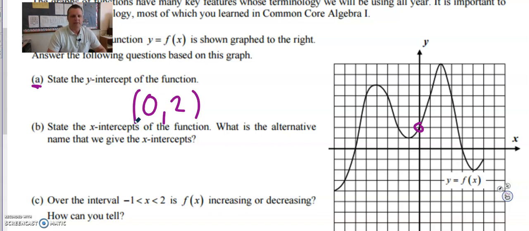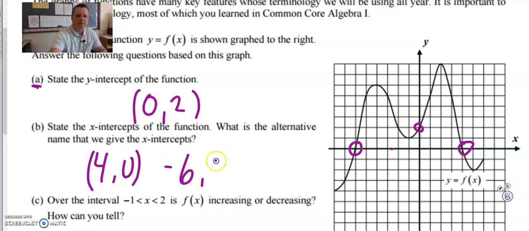Now, state the x-intercepts of the function. So the x-intercepts are where it goes through the x-axis, and that's at 1, 2, 3, 4, and 1, 2, 3, 4, 5, 6. So we have (4, 0) and (-6, 0). So there are two x-intercepts.